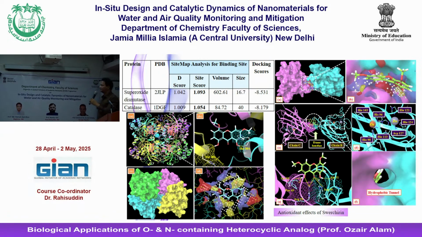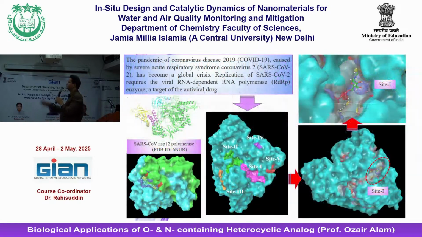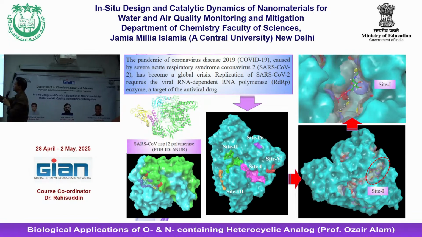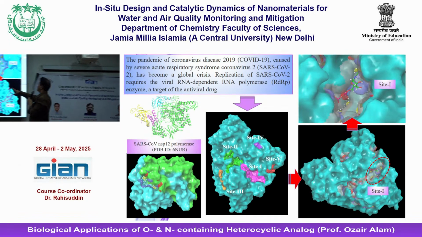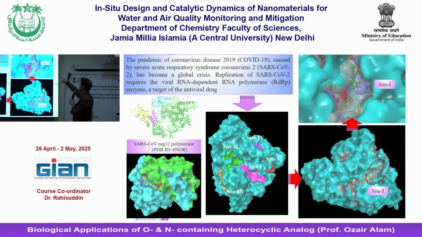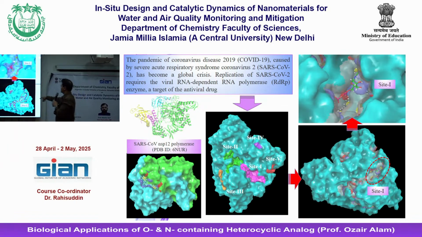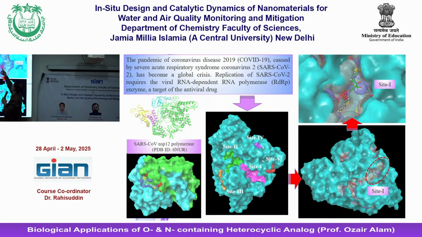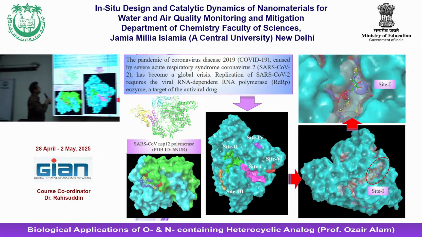Similarly, in times of COVID, we have to perform this with the SARS-CoV non-structural protein polymerase, 6NUR. Even this doesn't have any binding site, so we have to perform SiteMap and take site 1 here. The white ones are called site points. This is the hydrogen acceptor, this is the donor, and the yellow one is the hydrophobic region. This is the whole protein of SARS-CoV non-structural protein 12 polymerase.